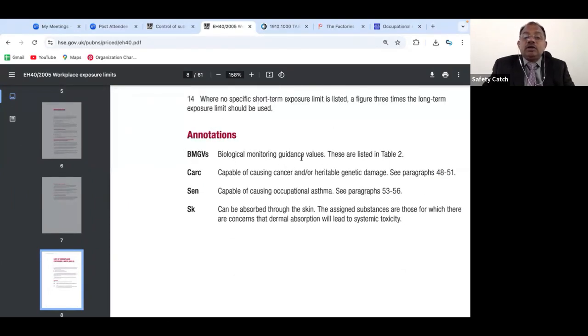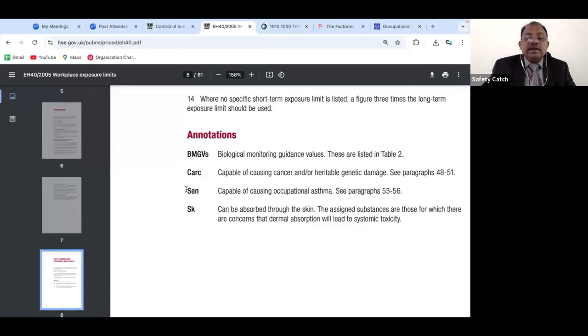BMGV means biological monitoring guidance values, so they have done it based on some biological monitoring. If they have indicated CARC, it means it is a carcinogen. It can cause cancer or heritable genetic damage. That is a notation given to some chemicals. BMGV indicates that cell damage can happen, affecting the biology of the human body. If it is written BMGV, you have to refer to another table to understand what biological problems are caused by this chemical.